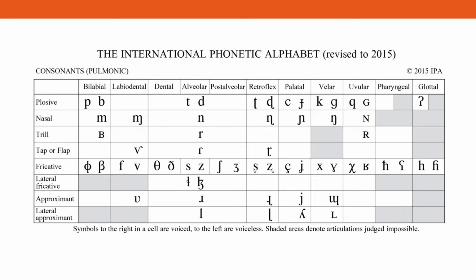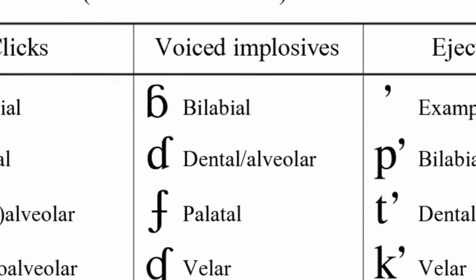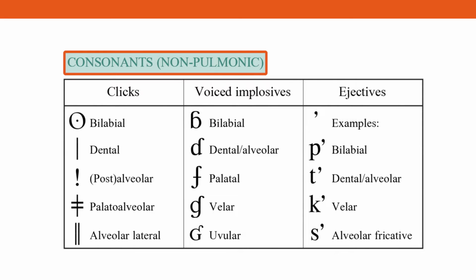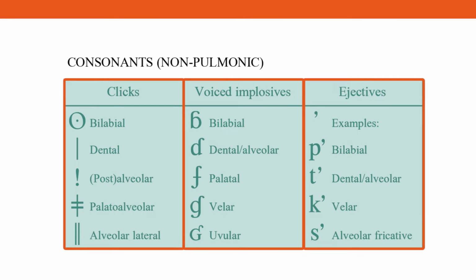We covered the consonant chart. We have talked about the vowel chart before. But today what we're going to talk about is the non-pulmonic consonants here. There are three sets of these consonants. They are not listed in the regular consonant chart because it's not easy to specify them.